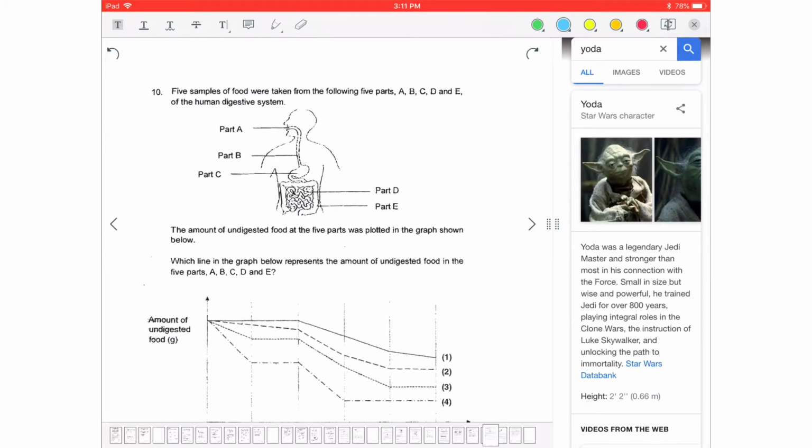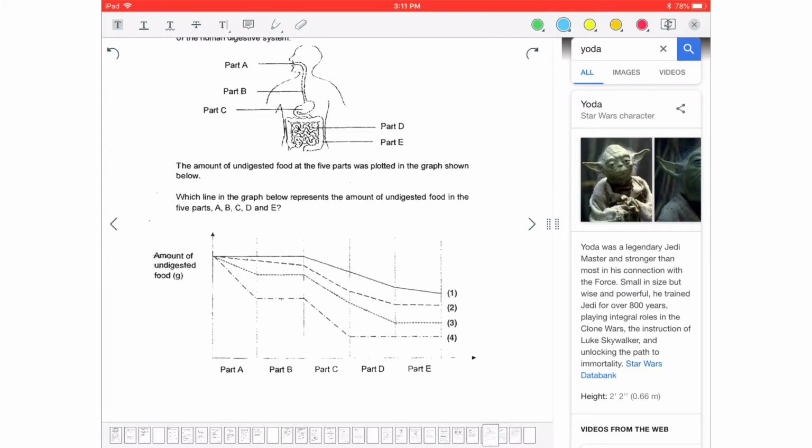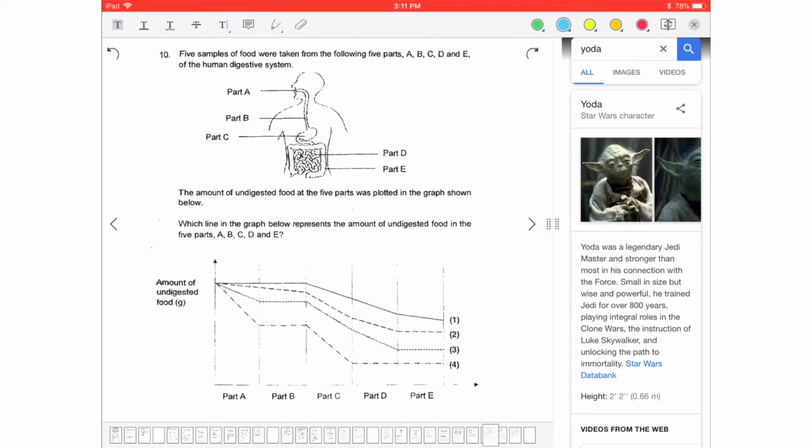Alright, 5 samples of food were taken from the following 5 parts. Which line in the graph below represents the amount of undigested food in the 5 parts? Okay, so as food goes down, in part A, is there digestion? Yeah, part A there's digestion, right? Digestion starts in the mouth, so it will decrease, correct? So 1 is wrong. First one wrong already. So it's either second, third, or fourth. So part B, is there any digestion in B?